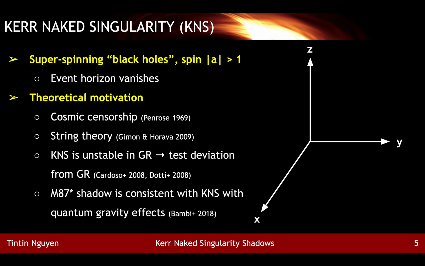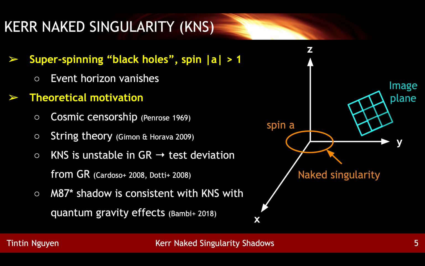So in my study, I have the Cartesian coordinates. I place the KNS center around the origin of the coordinates, and the naked singularity has the ring singularity configuration with spin a. I have an image plane effectively very far away, which is placed at an inclination with respect to the normal to the naked singularity.